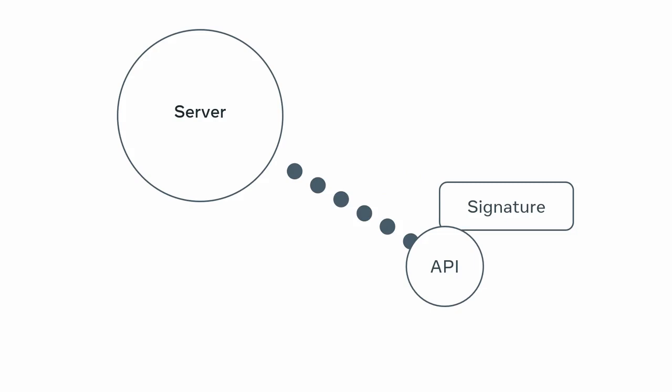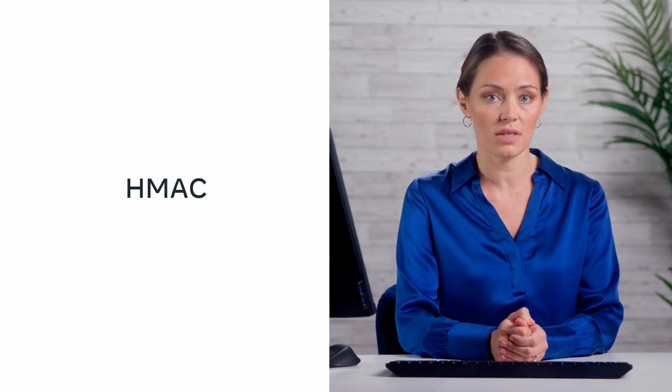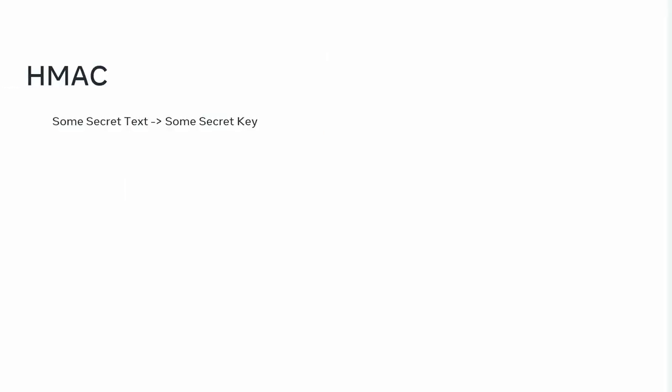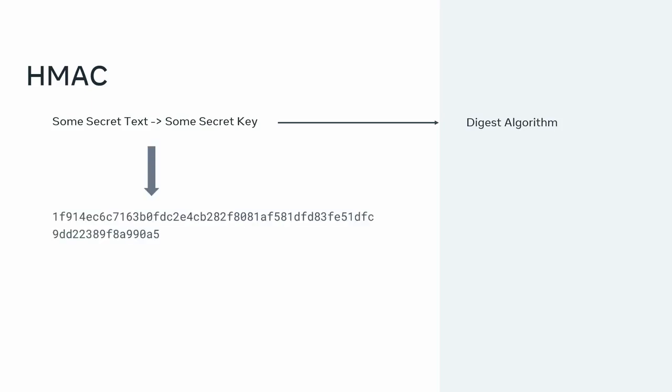But how do developers create these signatures? HMAC is a popular signing mechanism used by modern applications. It is easy to use and ensures the authenticity and integrity of the message. For example, some secret message, encoded by a digest algorithm with a secret key, some secret key, creates this HMAC signature. Next, let's discuss authentication.